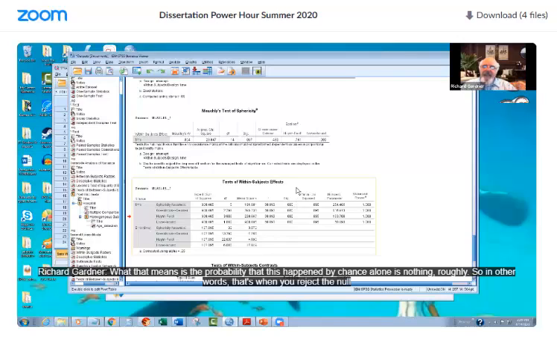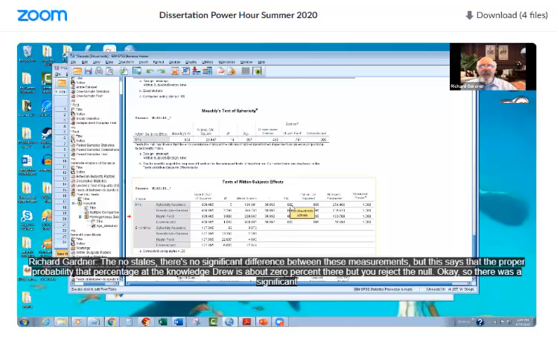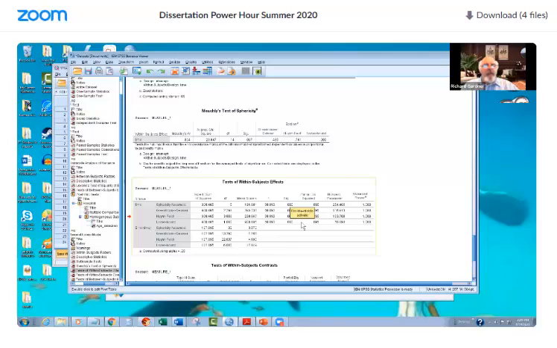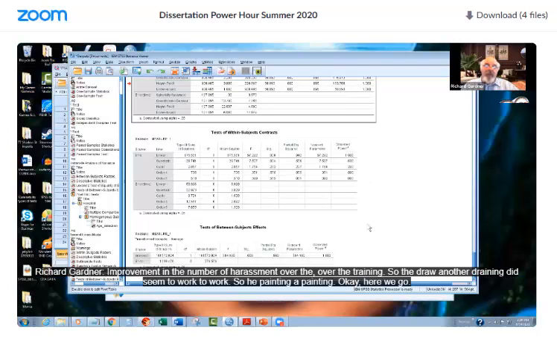But what that means is the probability that this happened by chance alone is nothing, roughly. So in other words, that's when you reject the null. The null states there's no significant difference between these measurements, but this says that the probability, the percentage that the null is true, is about 0%, therefore you reject the null. Okay. So there was a significant improvement in the number of harassments over the year, over the training. So whatever the training did seemed to work.